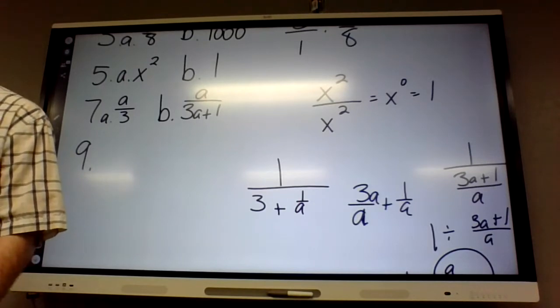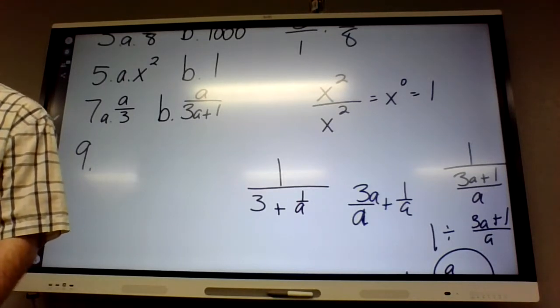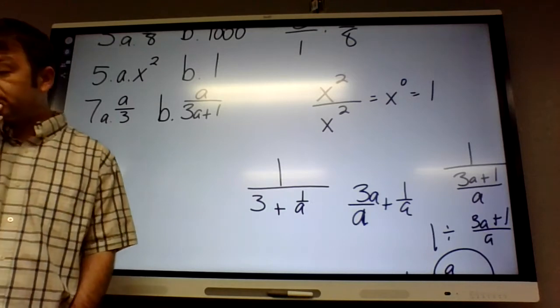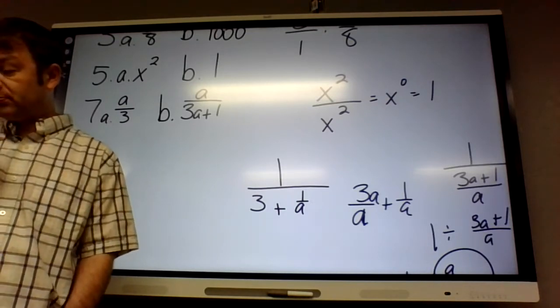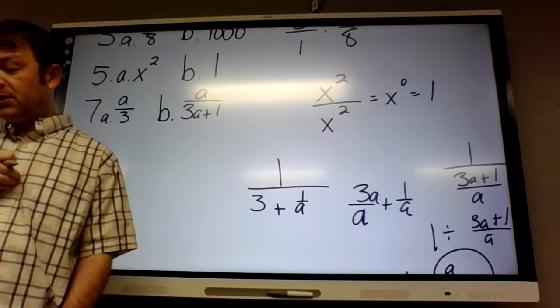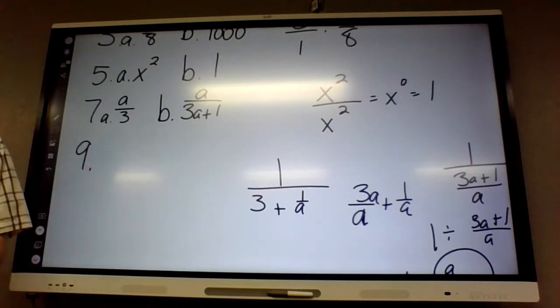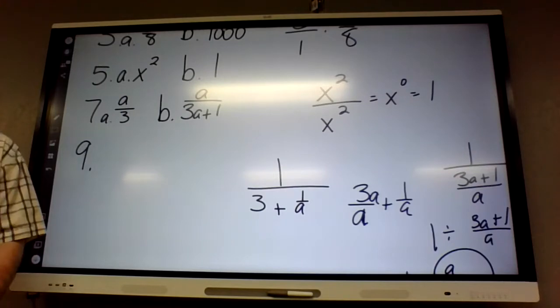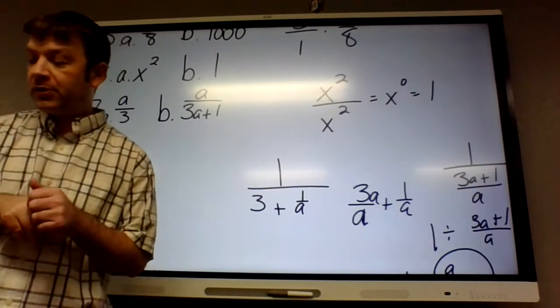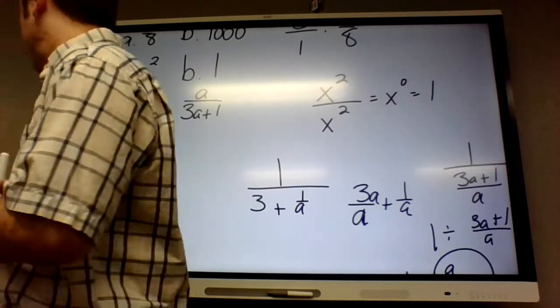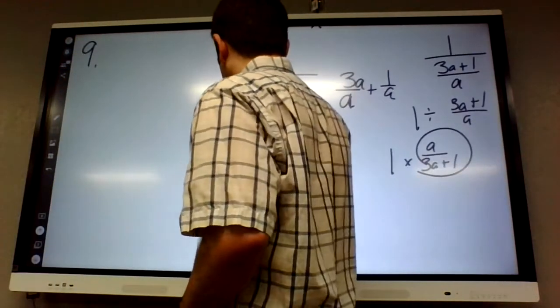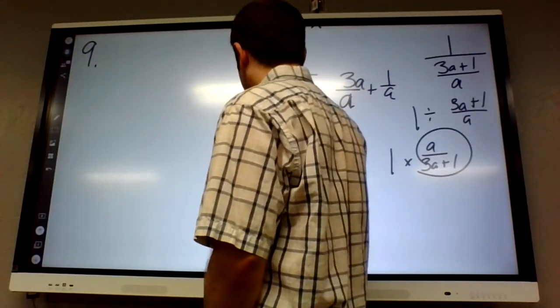Alright, so what's different about number 9 than what we just did? These have no variables, so we can solve it like normal numbers. What's 2 to the negative 2? 1/4. What's 2 to the negative 3? 1/8. We can add those together.